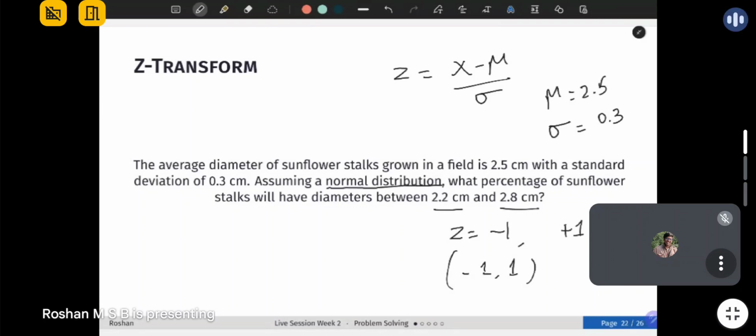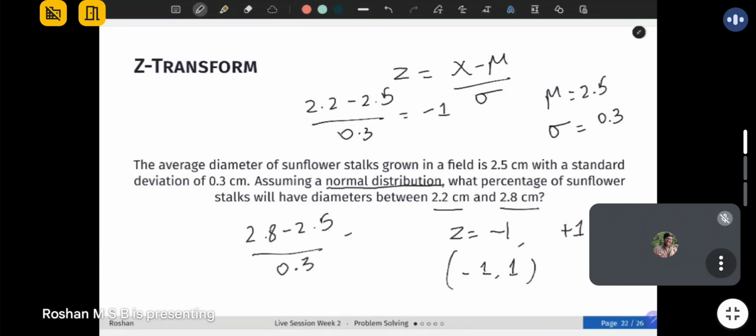Anyone has any other doubts in this question? So basically, what we did here is my initial x1 is 2.2, so it will be 2.2 minus 2.5 divided by 0.3. That will be minus 1, my first z value. My second z value will be 2.8 minus 2.5 by 0.3. That will be plus 1. So my z is minus 1 and 1.